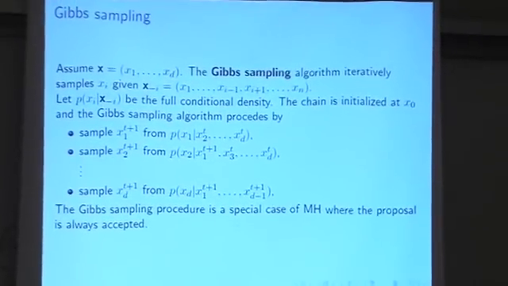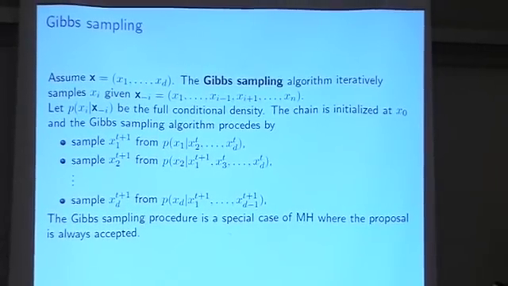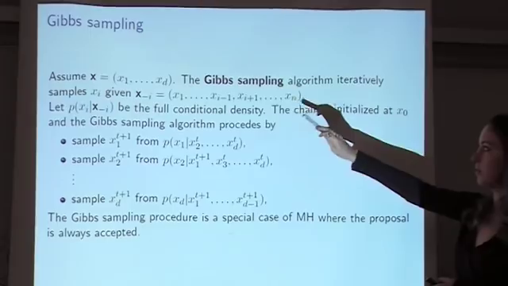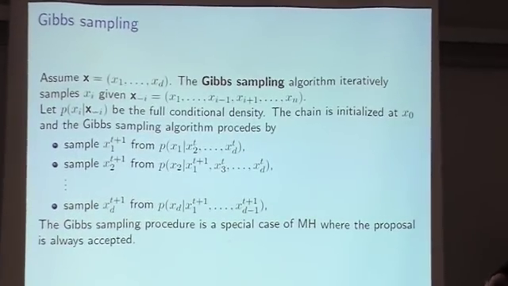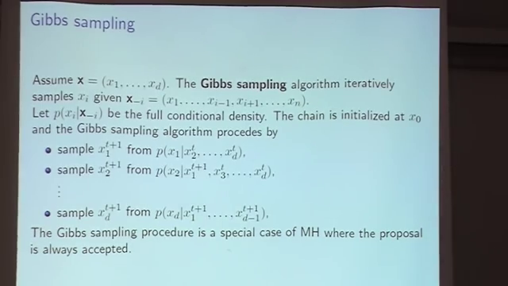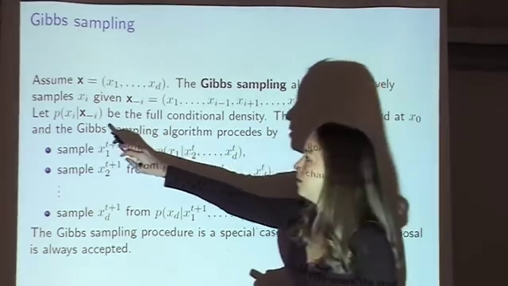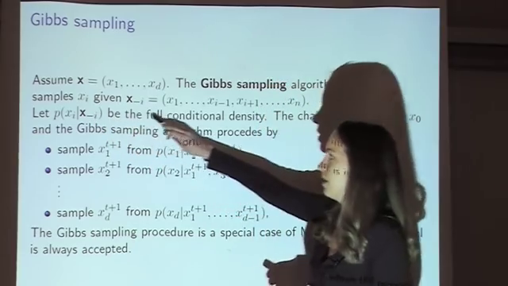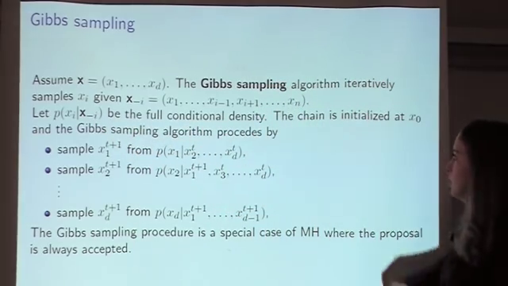So suppose that our state space X is multivariate. The Gibbs sampling algorithm iteratively samples Xi given all of the other, whoops, this is a typo, that should be D there, not N. So it samples Xi given the state at the current value of all the other X's. This density of Xi given all the other values is known as the full conditional.